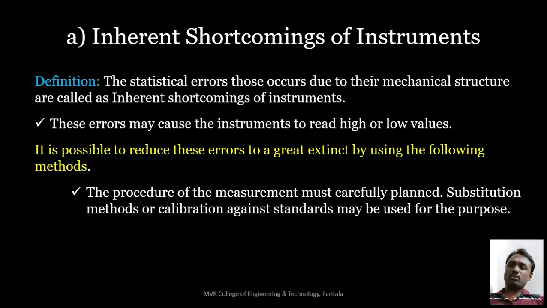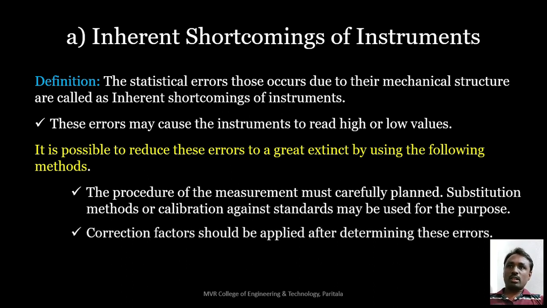We all use secondary standard instruments in the laboratory. These secondary standard instruments must be calibrated as per their requirement. Some instruments must be calibrated every month, a few every 6 months, a few every year. So within their periods we must calibrate them so that we can avoid such errors. Correction factors should be applied after determining these errors, so these can be avoided.